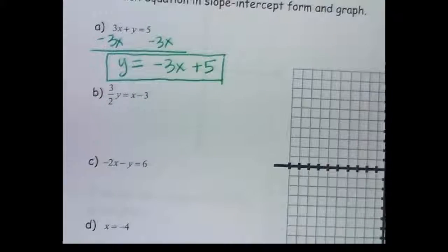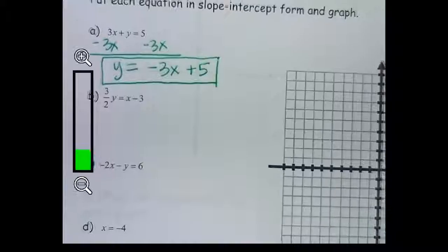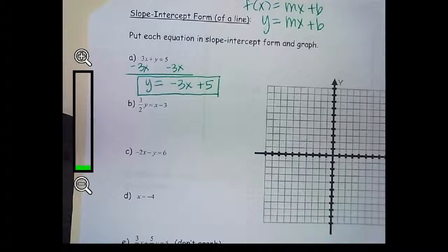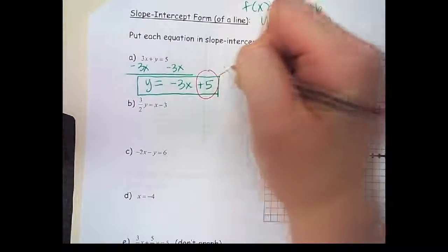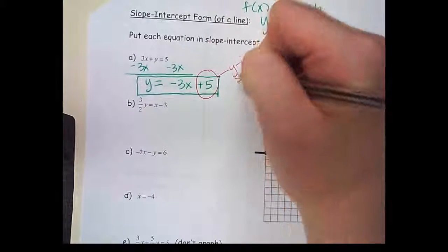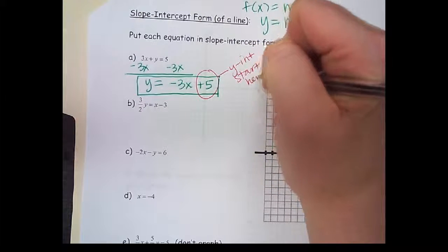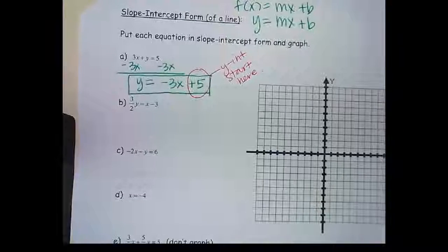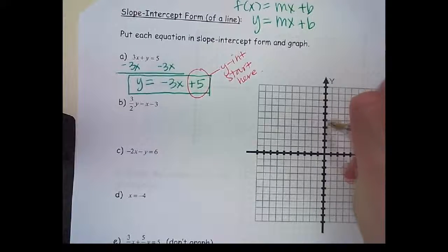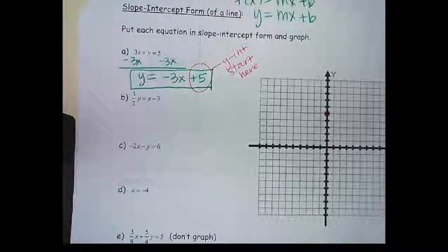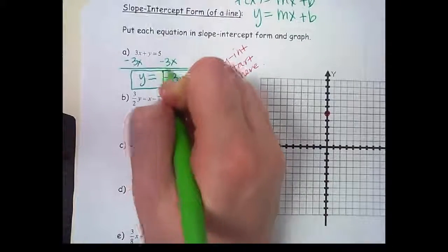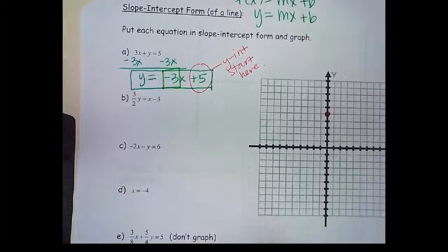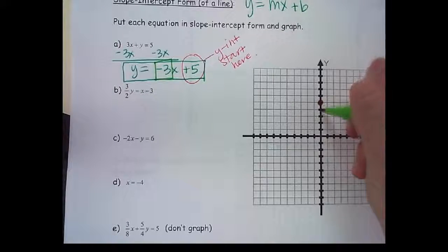How would you graph that? Where would you start? Yeah, positive 5. So if you don't remember, this is the y-intercept. So this is where we start. So I'll say start here. So 1, 2, 3, 4, 5. And then this is your slope. So your slope's negative 3 over 1. So from this point, I'll go down 3, right 1.